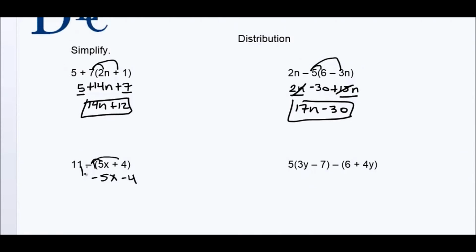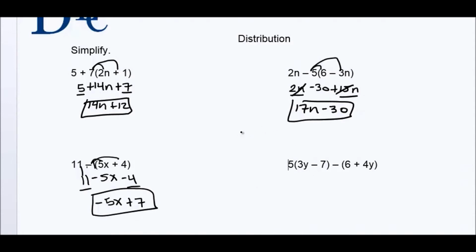Bring down the 11. Okay, bring down the 11. So now we have 11 minus 5x minus 4. Combine your 11 and your 4. So there's nothing to combine the x with, so just bring that down. Negative 5x. 11 minus 4 is 7, so that's positive, so that's plus 7. And that's it. We can't do anything else. That's our final answer. We simplified it.